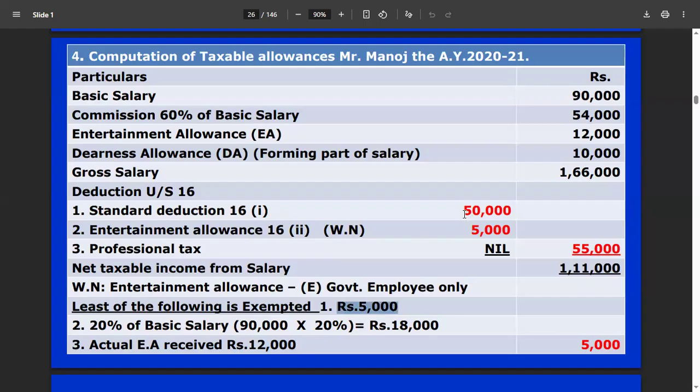So under deductions, I have 50,000 as standard deduction and 5,000 as entertainment allowance. So total becomes 55,000. So from 1,66,000, I deduct 55,000. My net taxable salary will be 1,11,000. I will wait again for 5 minutes. Please read it. If any doubt, I'll re-explain.